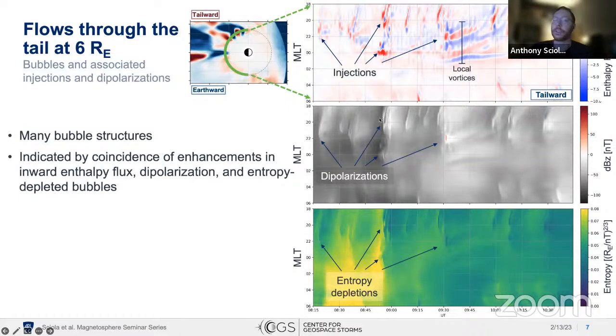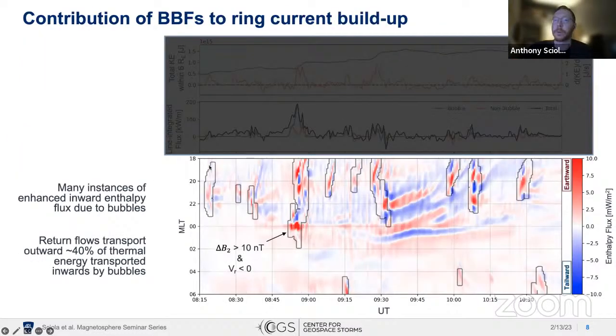You can see they are also carrying dipolarizing flux, and that their entropy is lower than the background. So these are truly bubbles by definition. I'll use the term bubbles to not get too confused with the stricter terminology of BBFs, but it's understood that some of these would qualify as BBFs, but we'll just generally refer to them as bubbles here. Okay, and so with that, we'll go on to quantifying their contribution to the ring current. I'm going to take this top plot here and then show it again, but with these boxes overlaid on it.